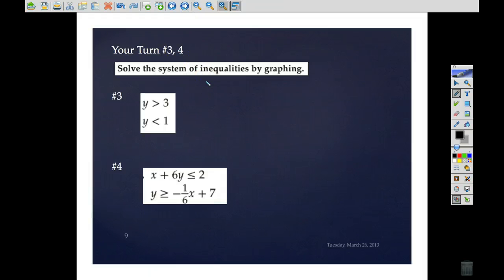All right, so here's your turn, numbers 3 and 4. Solve the system of inequalities by graphing. So go ahead and do numbers 3 and 4 on a separate sheet of paper, and mind you, if they don't intersect, it is no solution.